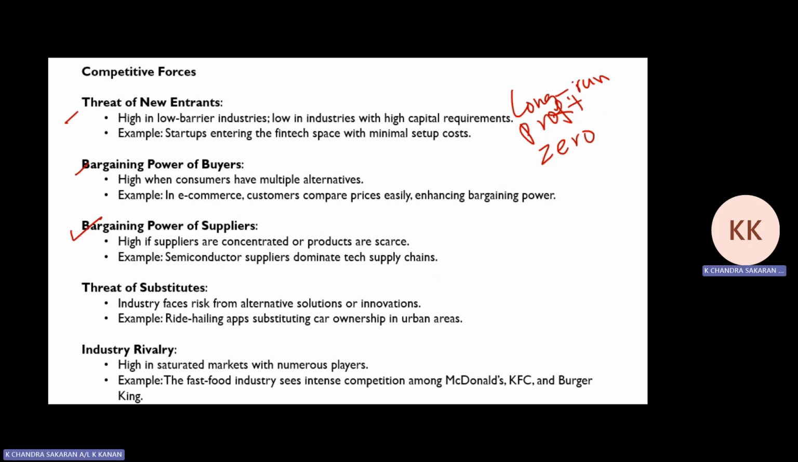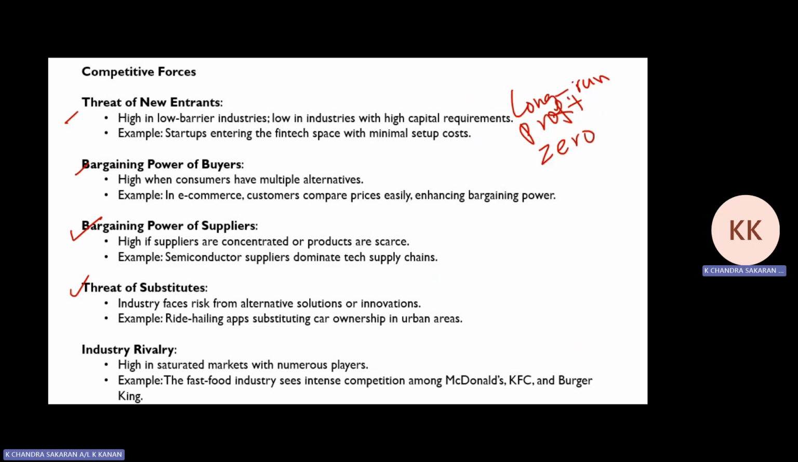Threat of entry, of course, this one depends on whether there is any entry or not. If you talk about monopolistic market and perfect competition, there's always threat of entry because there are always firms that can enter the market and provide a similar product or the same product in the market. Okay.